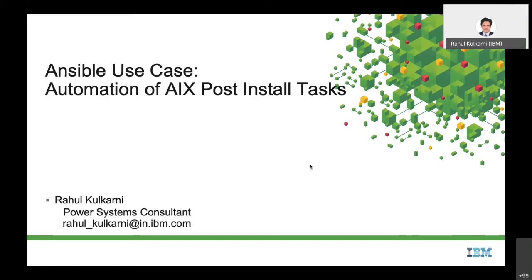So these tasks take at least 30 minutes for one VM or LPAR. If we are setting up around 100 LPARs, this would take around 50 hours. So this can be done in 5 minutes using Ansible. So 50 hours versus 5 minutes. In this demo, we are going to see how we can do that.